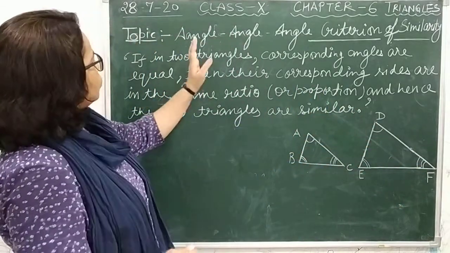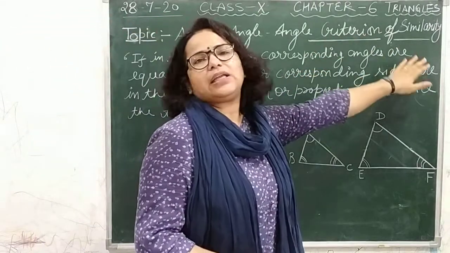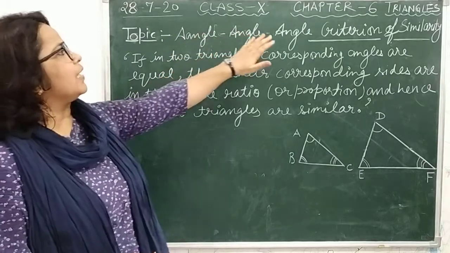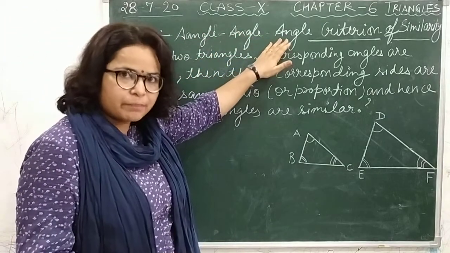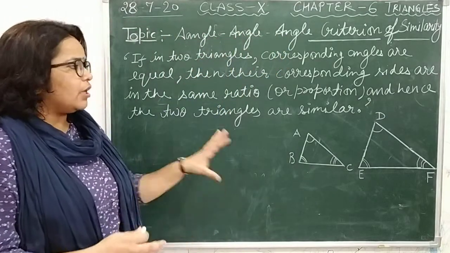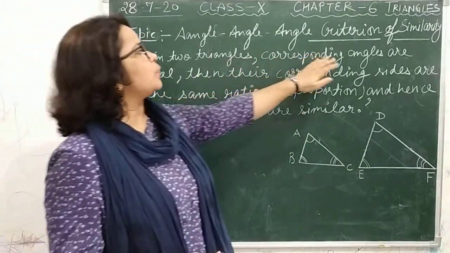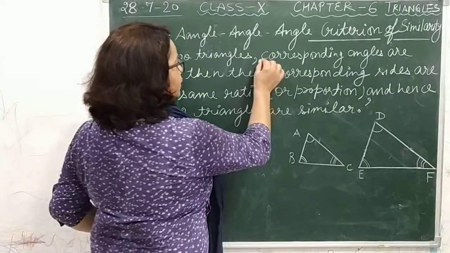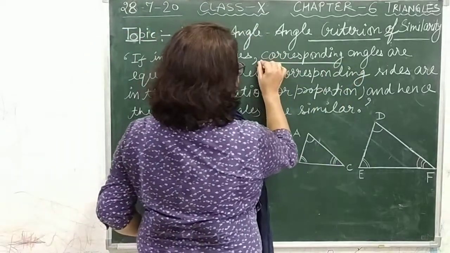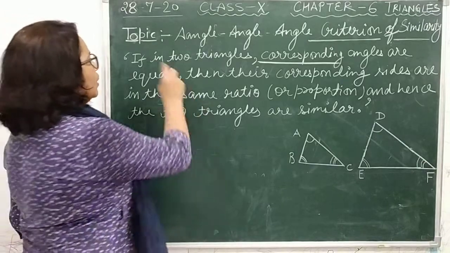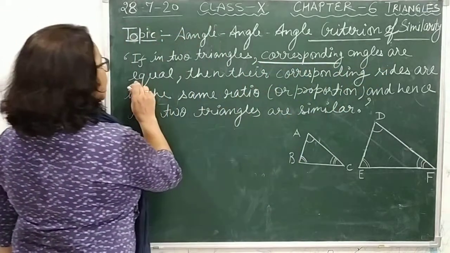So now today we are going to prove some criteria of similarity. The very first one is called the angle criterion of similarity. In this we state that if in two triangles corresponding angles, please underline this word in your brain, the angles we are talking about are corresponding angles, in two triangles corresponding angles are equal.